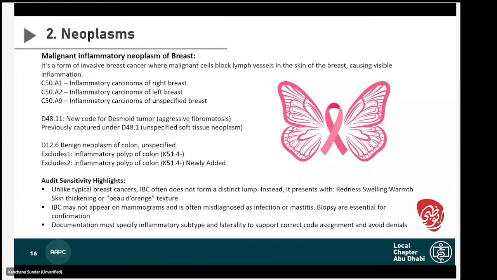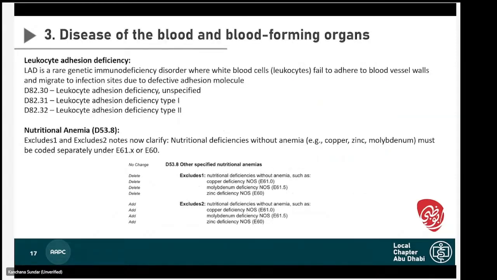And the documentation must specify inflammatory. Just because of signs and symptoms, just because of biopsies, don't go ahead. Please check for inflammatory subtypes mentioned and laterality being specified in your documents. So pretty much these are the audit sensitivity highlights from the neoplasm chapter where we may have documentation pitfalls and misunderstandings. Let's go to the next chapter, that is diseases of blood and blood forming organs.